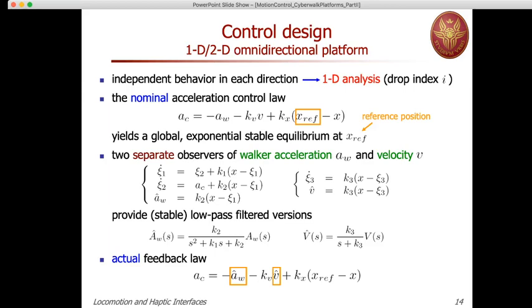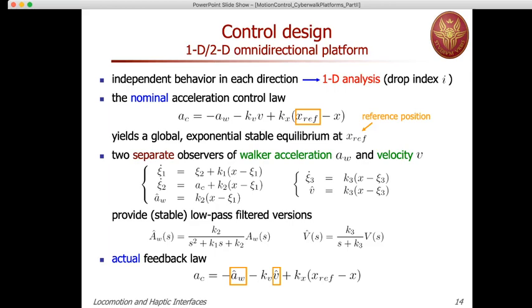Same story: in order to damp out the total, absolute velocity of the user, we used the estimate V hat in place of V, while the rest of the controller was already implementable. So this will be the actual control law that we designed. Pay attention, in this control law there are a number of parameters, all positive, that need to be tuned.